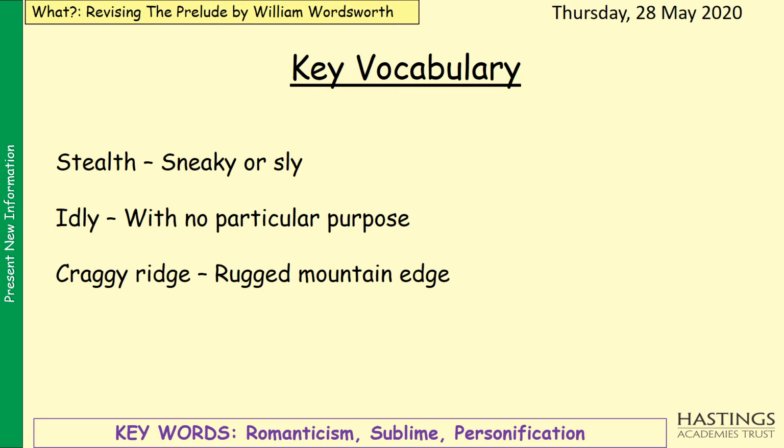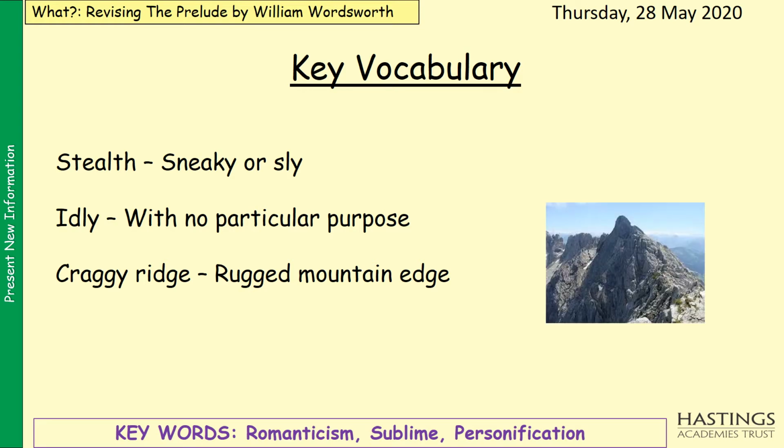Next word is craggy ridge. Okay, talks about craggy ridge. Basically just means sort of a rugged mountain edge. And you can see in the picture there, that's kind of what it would look like when it's all rugged, uneven, a bit pointy.